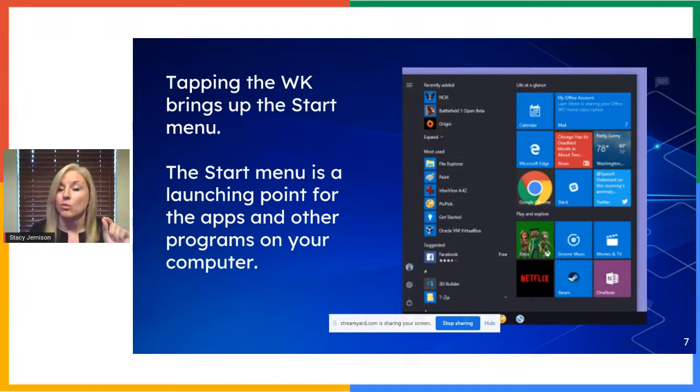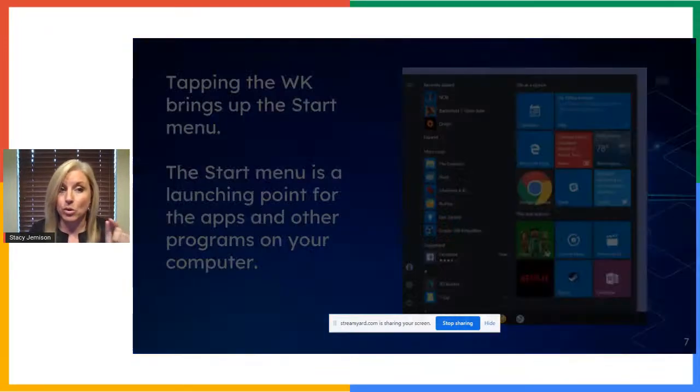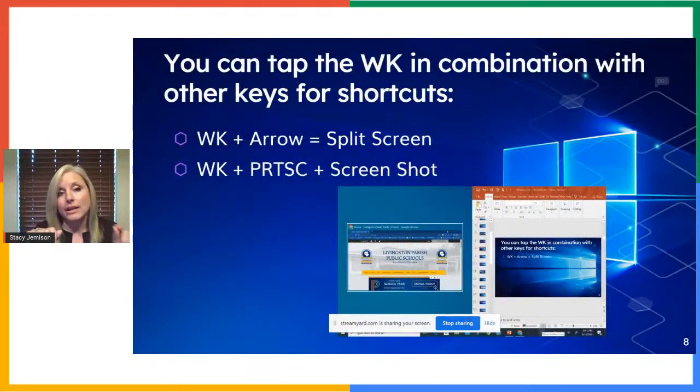Now, the Windows key does not work all by itself. It does other things too when you click it in combination with other keys. For example, if you click the Windows key with an arrow, it will split your screen. And you might think, I don't know that I would need that. When would I need that? Well, I'll tell you, I use split screen all the time.